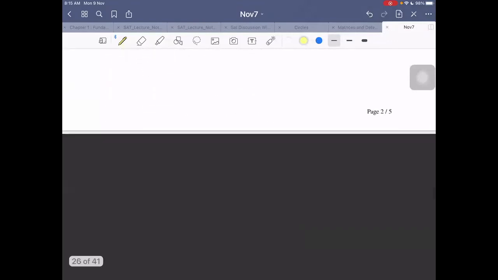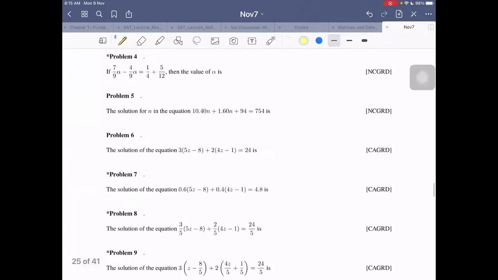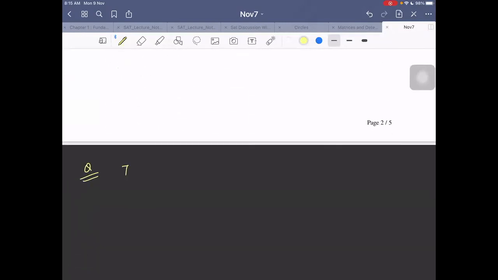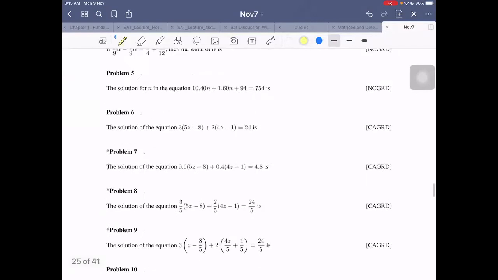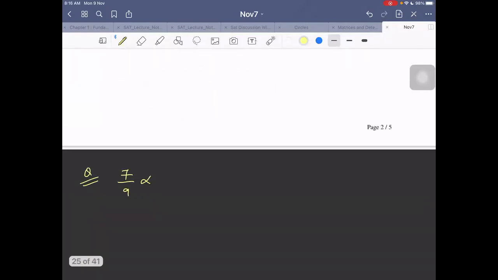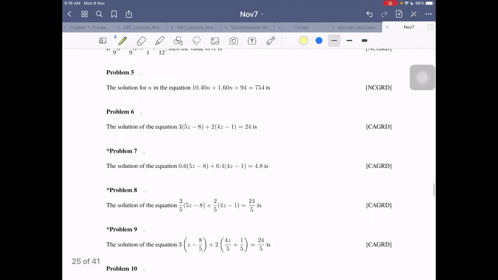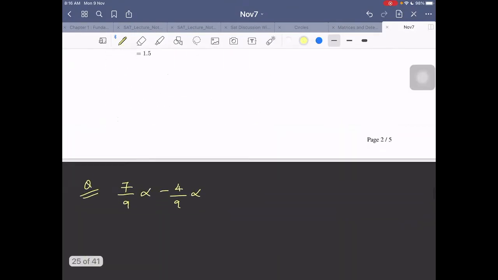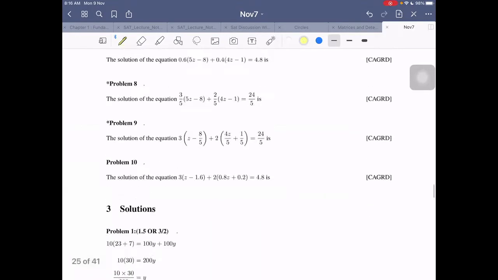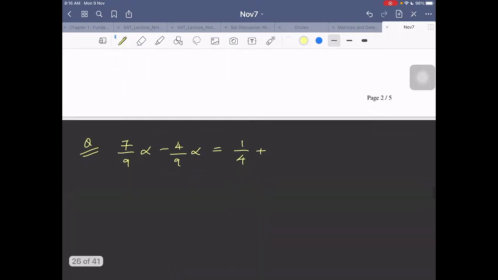So question number 4 has 7 by 9 alpha minus 4 by 9 alpha is equal to 1 by 4 plus 5 by 12. Yes. So how do you simplify?